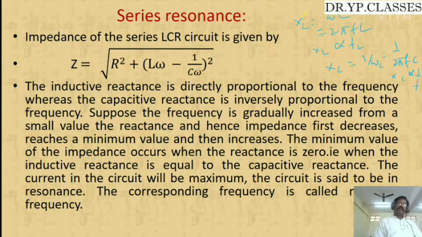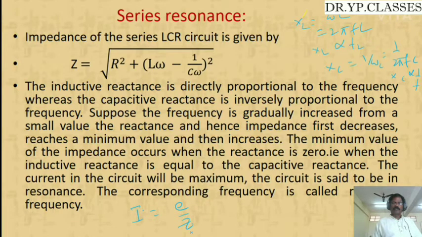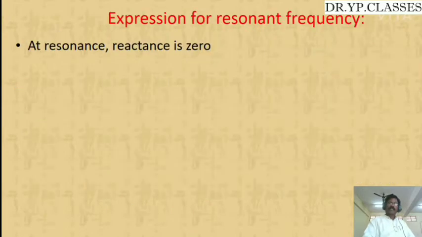We know that I is equal to E by Z. When Z is minimum, I is maximum. So when impedance is minimum, current is maximum, and then we say that the circuit is in resonance. The corresponding frequency is called the resonant frequency. Now we have to derive the expression for the resonant frequency.